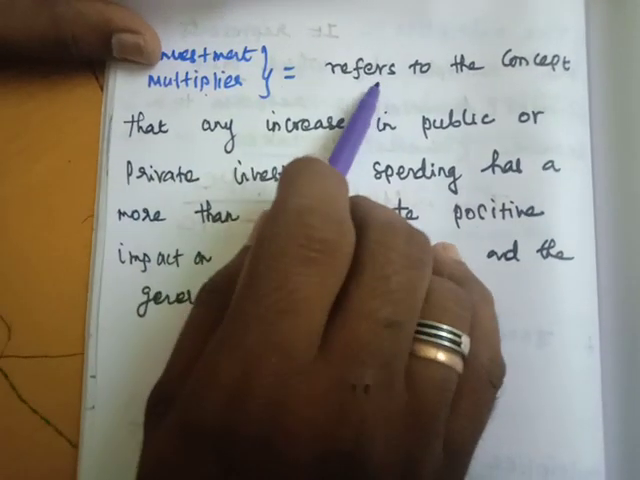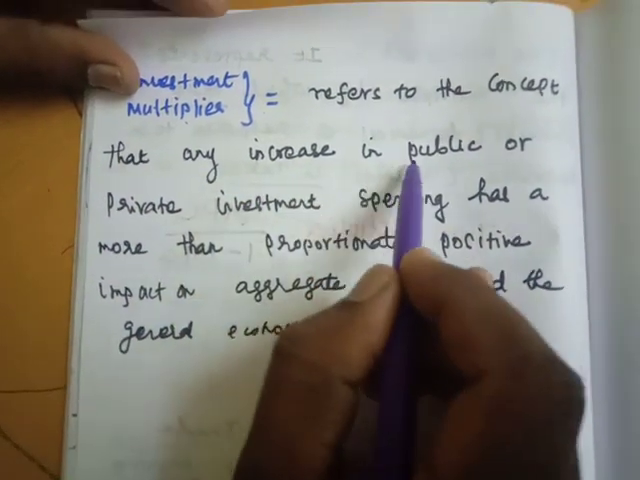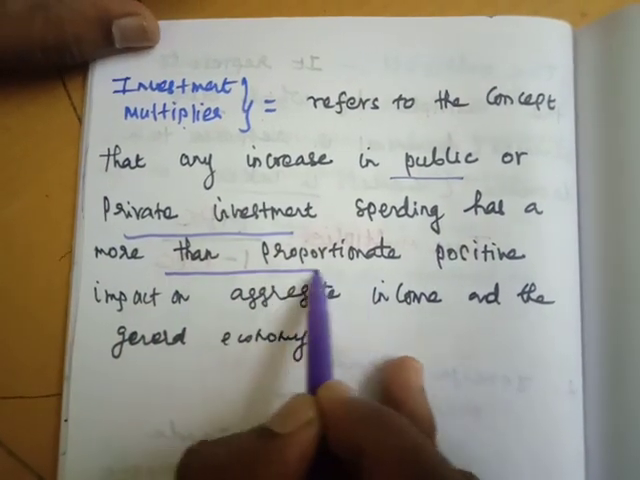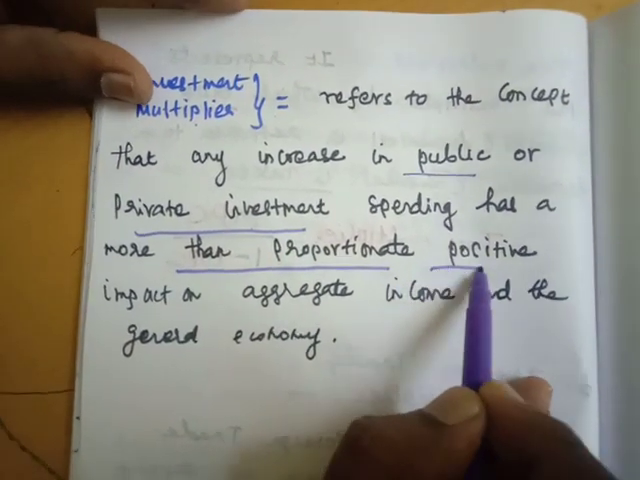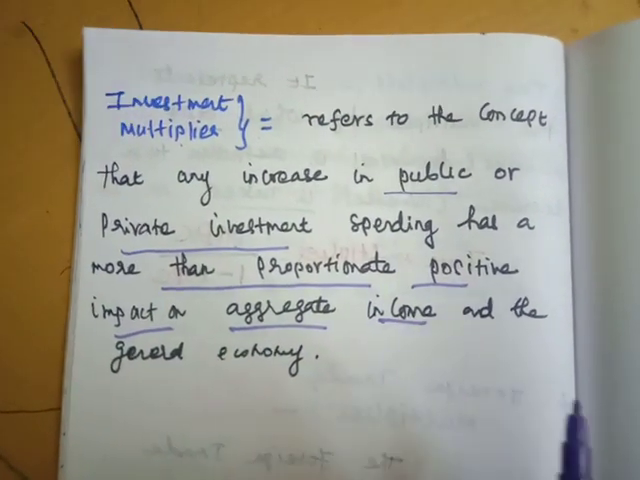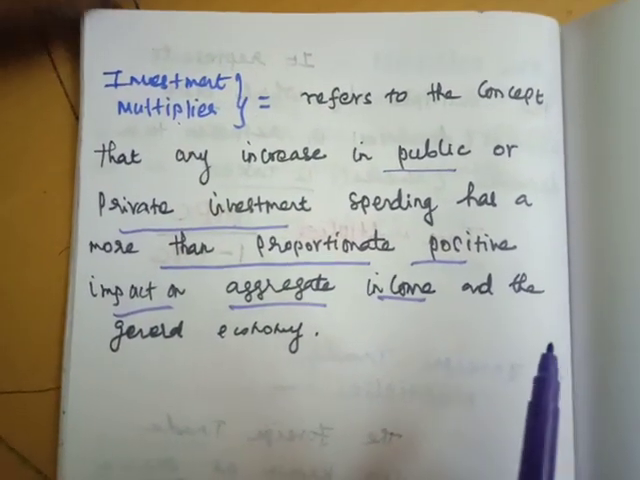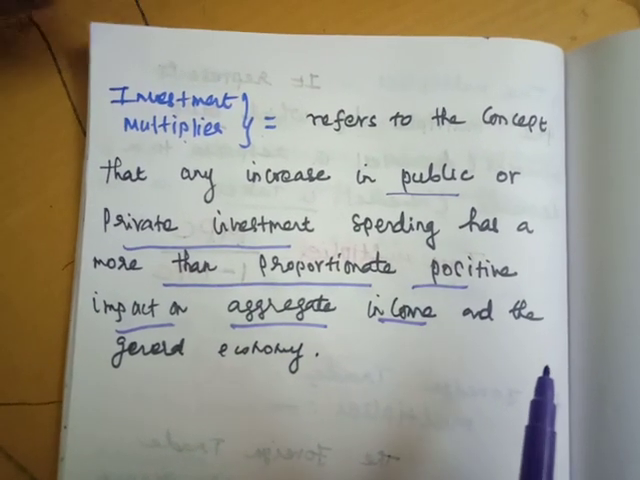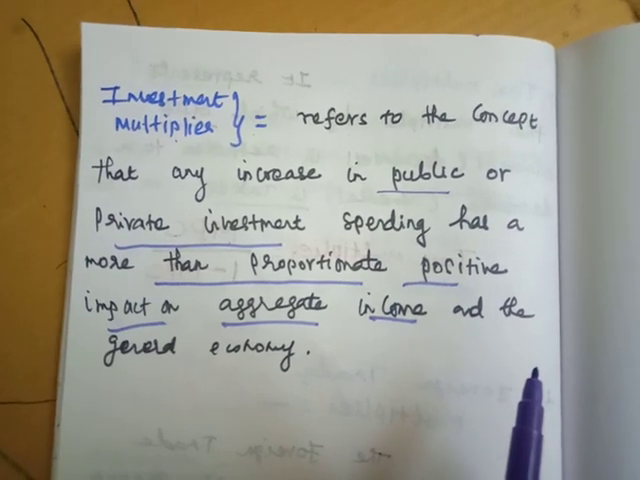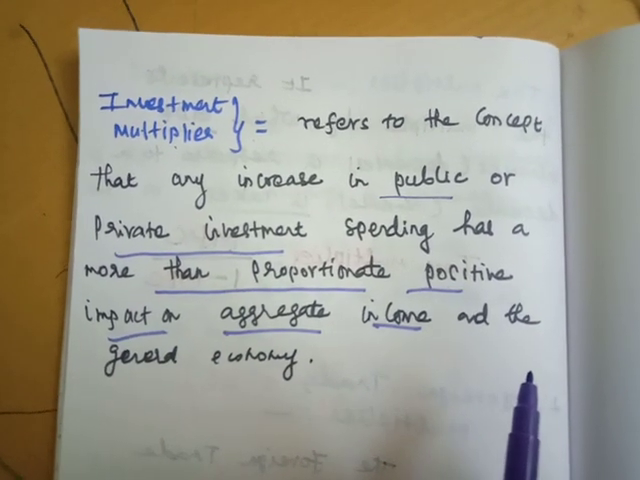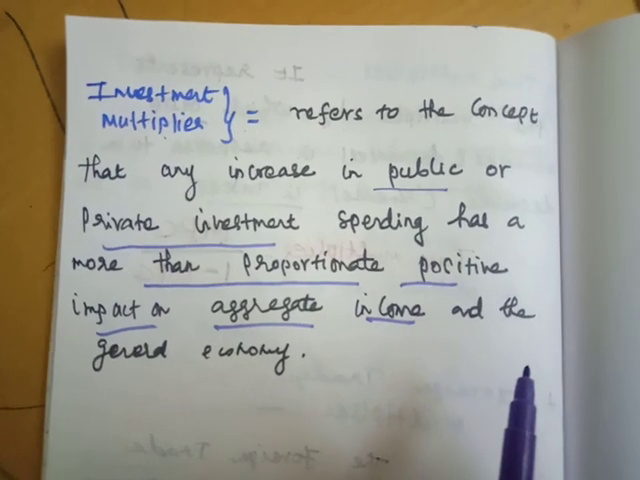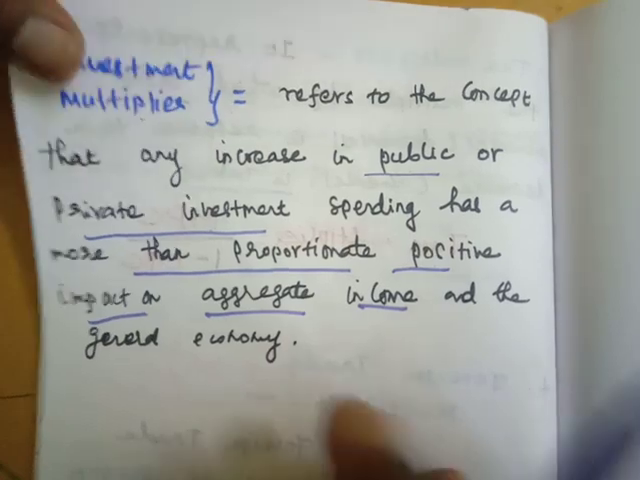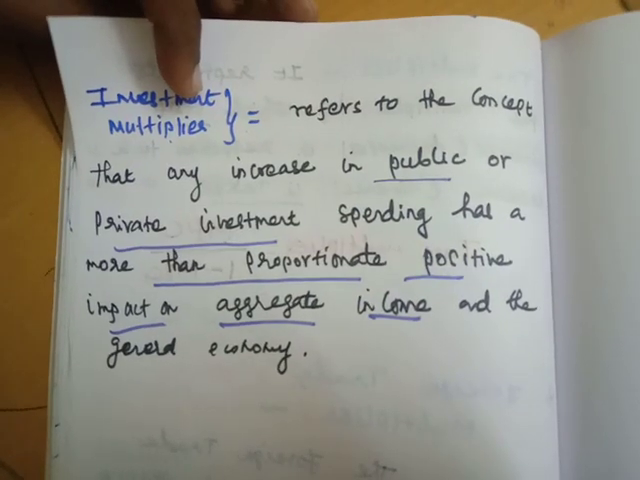So the investment multiplier refers to the increase in public or private investment spending having a more than proportionate positive impact on aggregate income. Nothing but when the private sector or government increases the investment, it will impact the aggregate income of the country and the general economy. When we increase the income, it will help to increase the aggregate demand throughout the country. And the last is known as the employment multiplier.